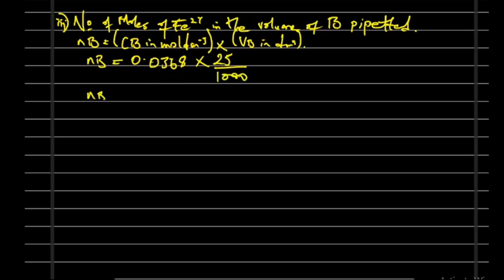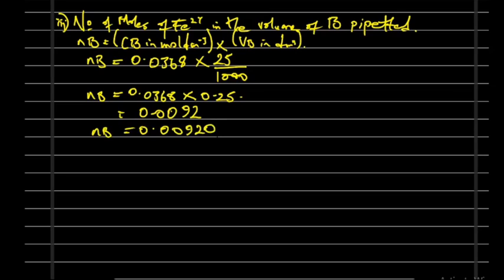So our NB equals 0.0368 multiplied by 0.025, and hence that gives us 0.0092 to three significant figures. So we have NB equals 0.00920 moles. So that is going to be the number of moles of iron 2 plus in the volume of our pipette that was used. So that is about question 3 that we have.